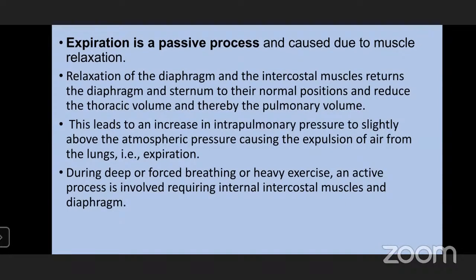So when diaphragm is coming back, and ribs and other intercostal muscles are also coming back to their normal position, then the volume of the thorax, that is dorsoventral volume, will decrease. So when the volume of the thoracic cavity will decrease, the pulmonary volume will also decrease. So this leads to increase in the pulmonary pressure.